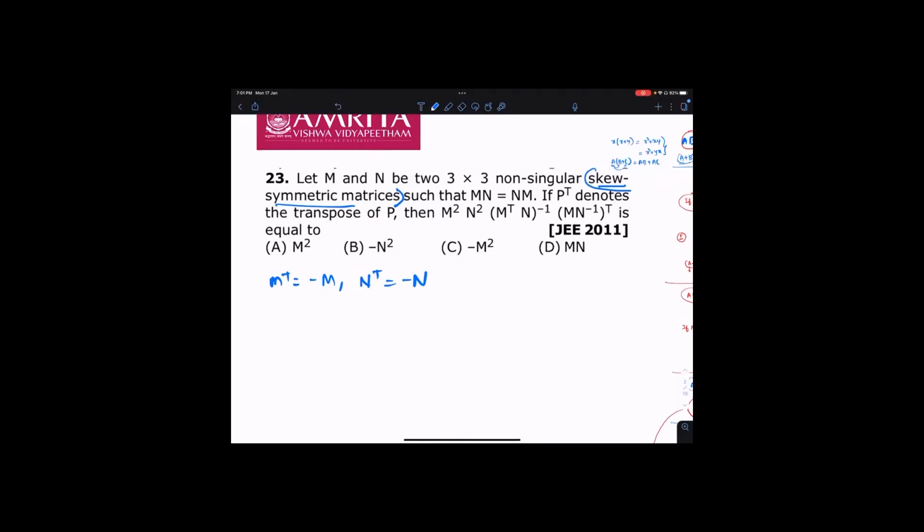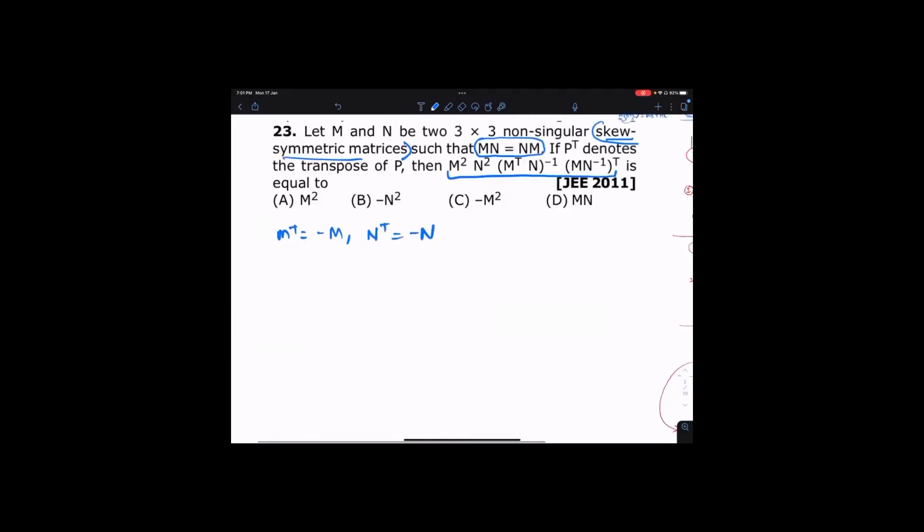Then something is equal to this. You have to simplify. But see here, guys, they have given MN equals NM. That means you can treat these matrices like polynomials only. Directly. So how will it work? M square, N square. What is M transpose? Minus M. Why minus M? Because it is skew symmetric.